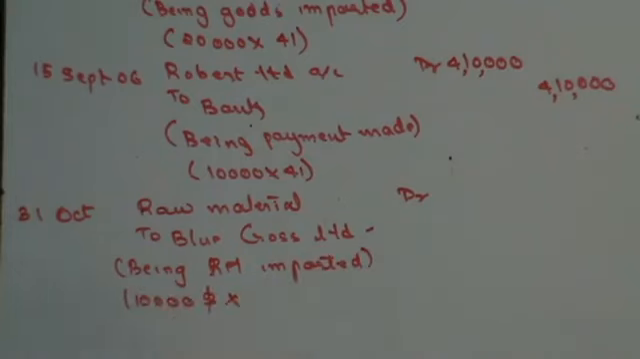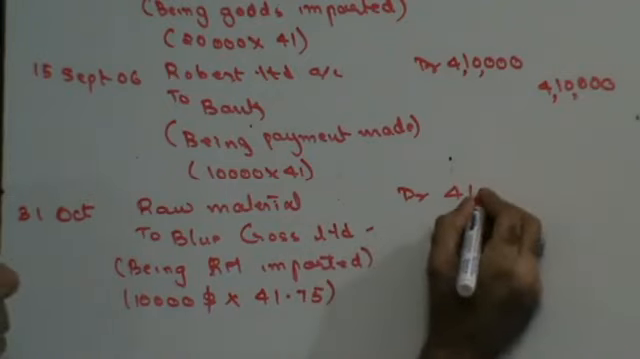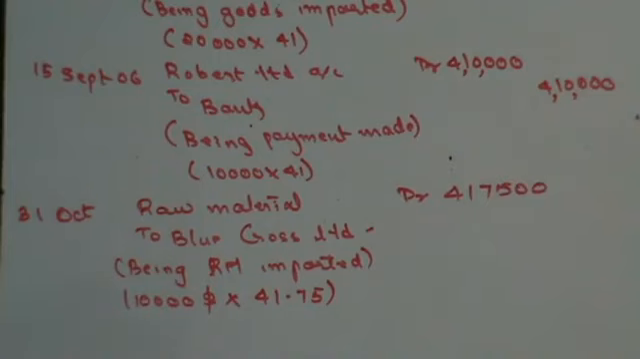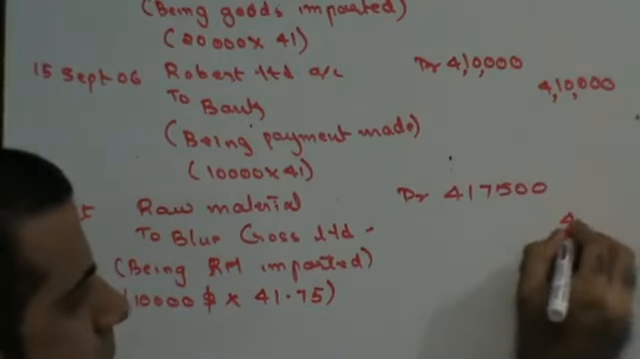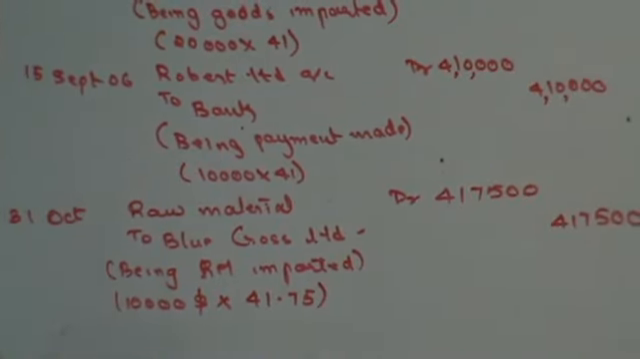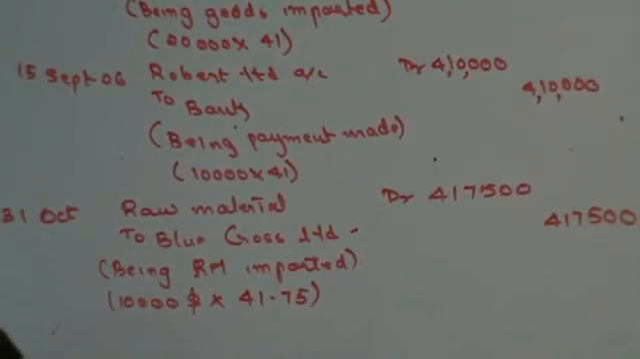$10,000, and on 31st October the rate is 41.75. So that's going to be 4,17,500. Now the payment for this is due after 45 days. The payment of Blue Cross is due after 45 days from 31st October, so it is going to be due on 15th December.